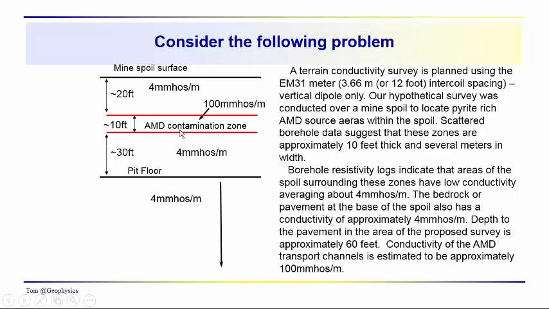And then we ask ourselves, in this particular case, the top of the AMD zone is a little bit over this 18-foot detection limit or exploration depth. So would you just say, nope, I can't use the EM31, I'm going to have to use the EM34 in order to be sure that I can detect this AMD zone? That's the kind of problem that we want to look at.